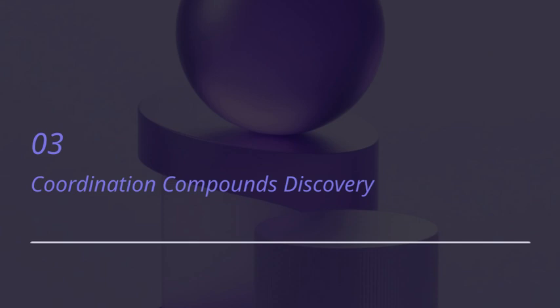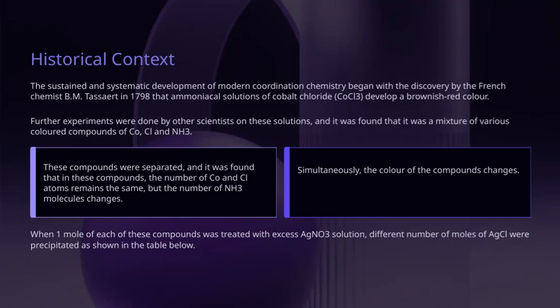Overall, the discovery of coordination compounds was foundational in expanding our understanding of chemical bonding beyond simple ionic or covalent interactions, highlighting the importance of these structures in both natural and industrial processes. As we move to this slide, you'll notice that the color of the compounds changes, which is quite significant.